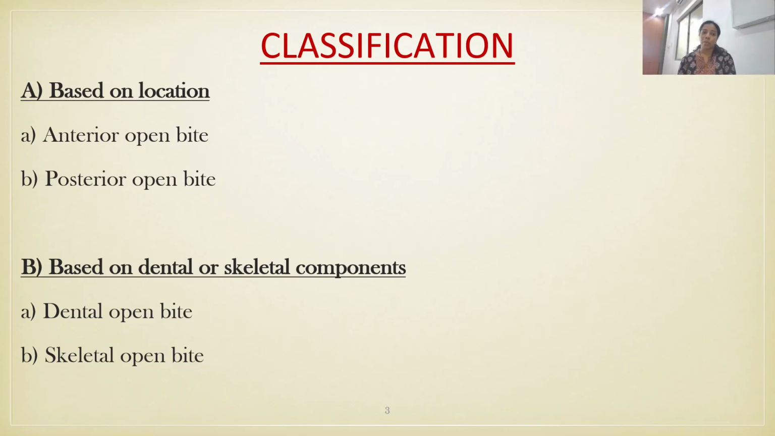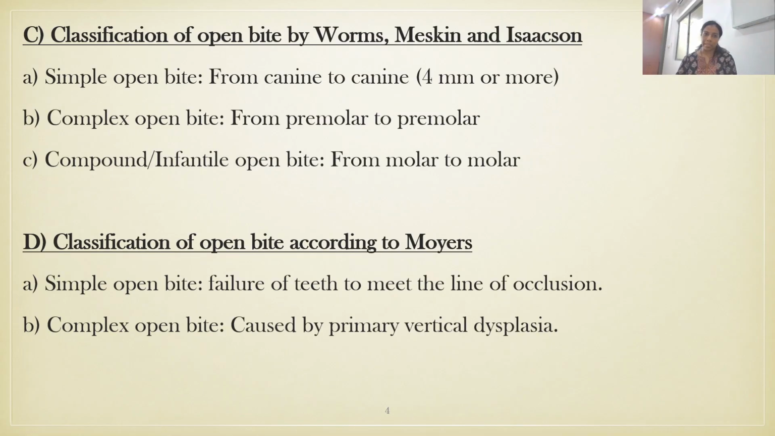Coming to the classification of open bite, based on the location and based on dental or skeletal component, open bite can be classified. So, based on the location, as we described earlier, open bite can be anterior open bite or posterior open bite. And based on the dental and skeletal components, the open bite can be classified as dental open bite and skeletal open bite. An anterior skeletal open bite can also be known as apertognathia. It is a different term, apertognathia, which is known as anterior skeletal open bite.